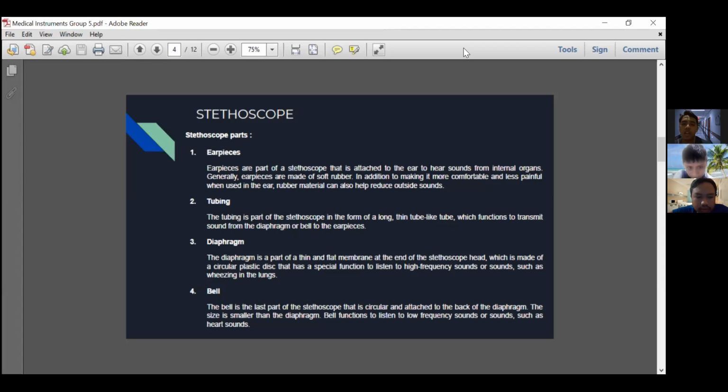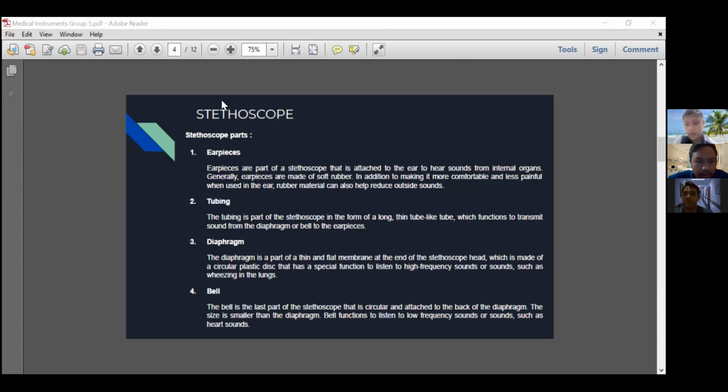Four, bell. The bell is the last part of the stethoscope that is circular and attached to the back of the diaphragm. The size is larger than the diaphragm. The bell functions to listen to low frequency sounds such as bird sounds. Okay, thank you for your explanation, Ardin Ali Julian.